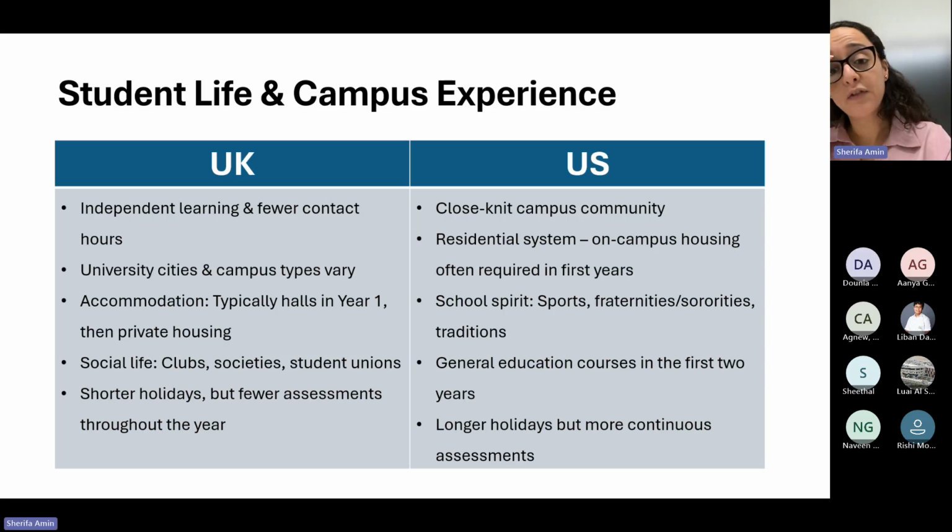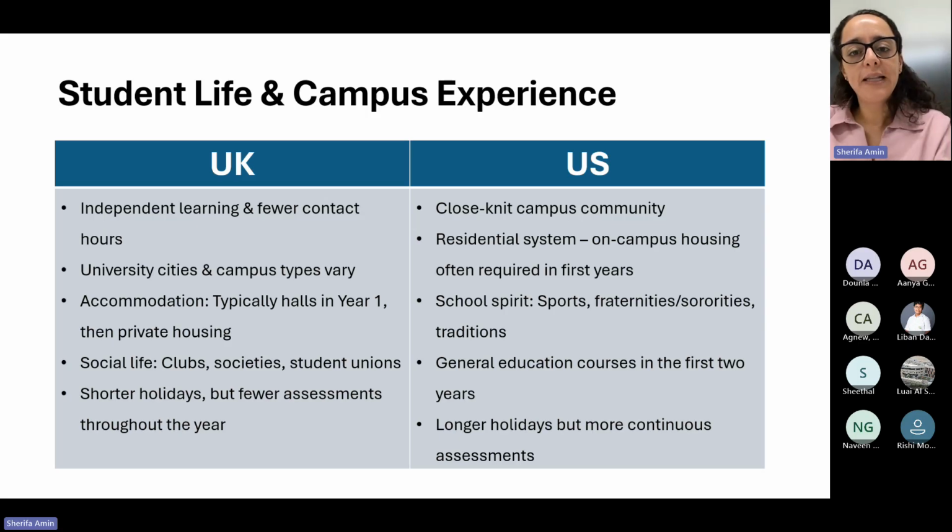UK universities, like we said, emphasize independent learning, and this means that students have fewer contact hours with their professors, and they're expected to study extensively outside of class. Universities in the UK are either city-based, so in a major city like London, for instance, or campus-based, so in more suburban or rural areas.